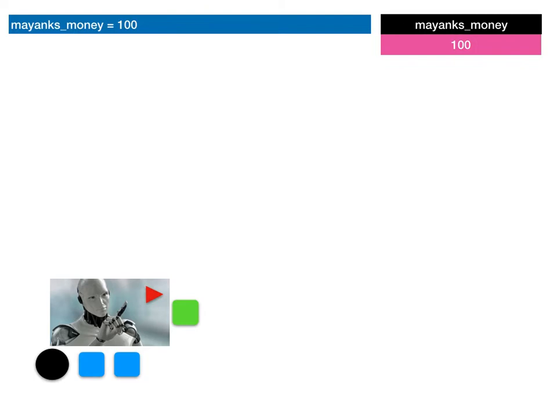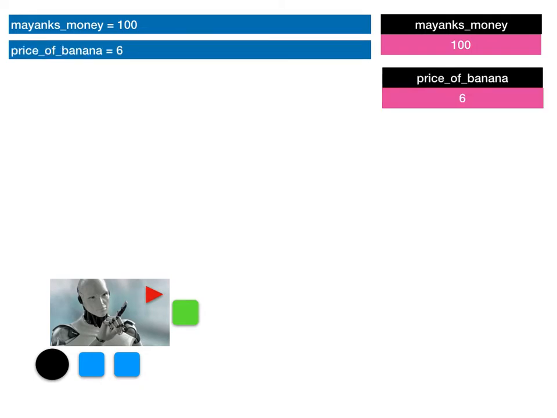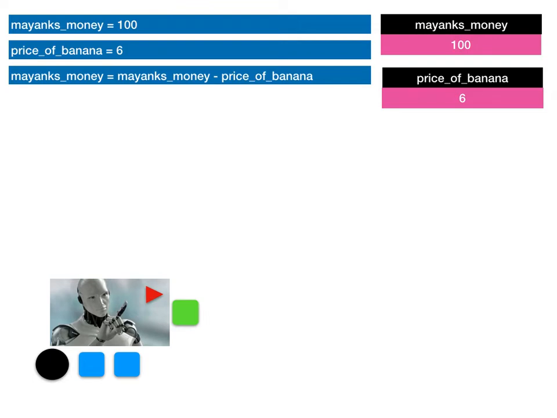The moment we say that, there's something called memory in which we have an area which we designated as Mayank's memory, and we have the value 100 stored there. Then he bought a banana for rupees 6, and once again we took one piece of memory, designated it as price of banana, and stored 6 there. Now the third step is that Mayank has to buy the banana. So Mayank should be left with less money, and let's see how the computer does this calculation.